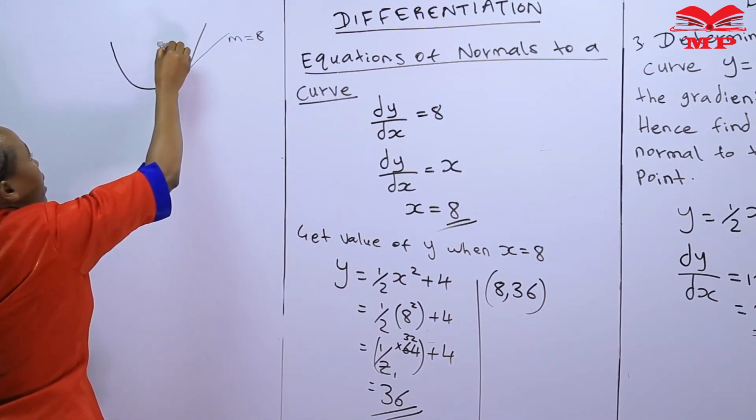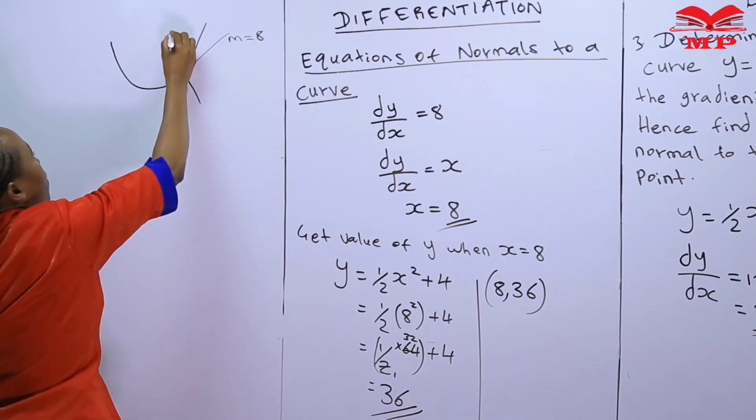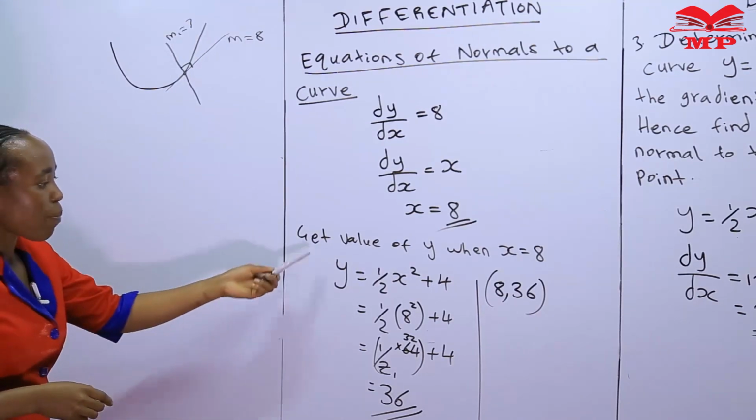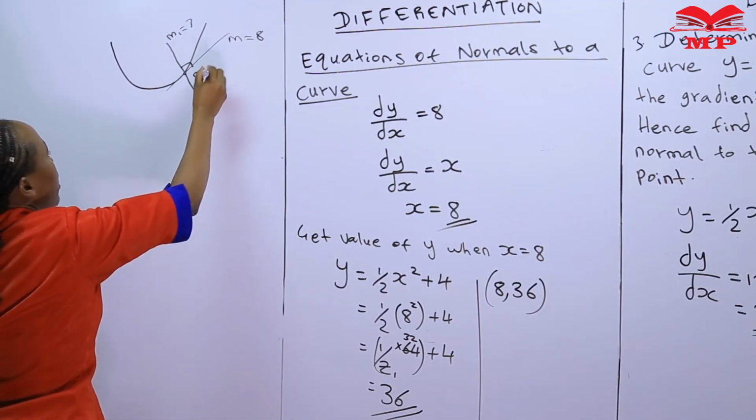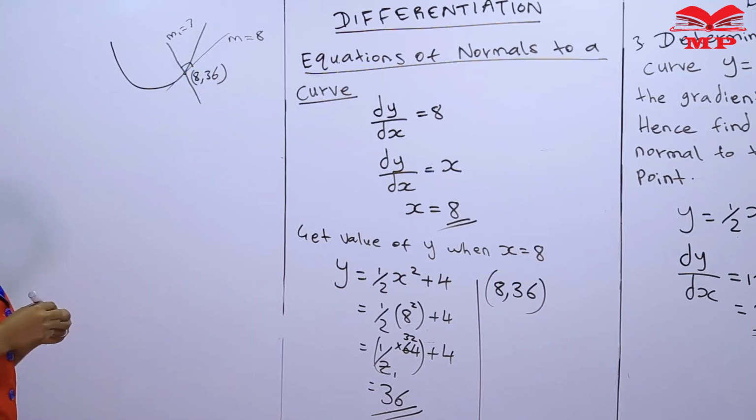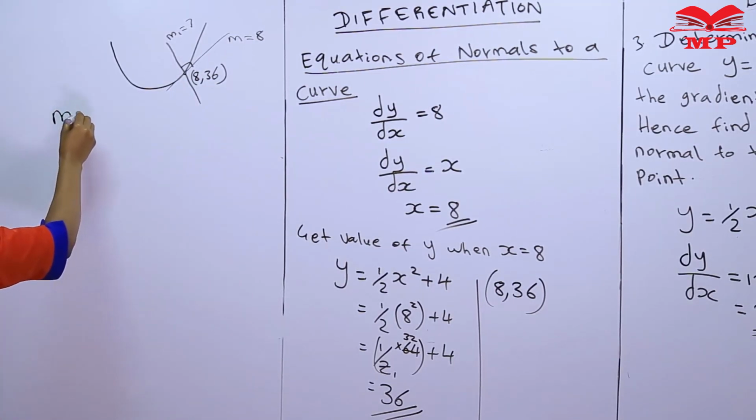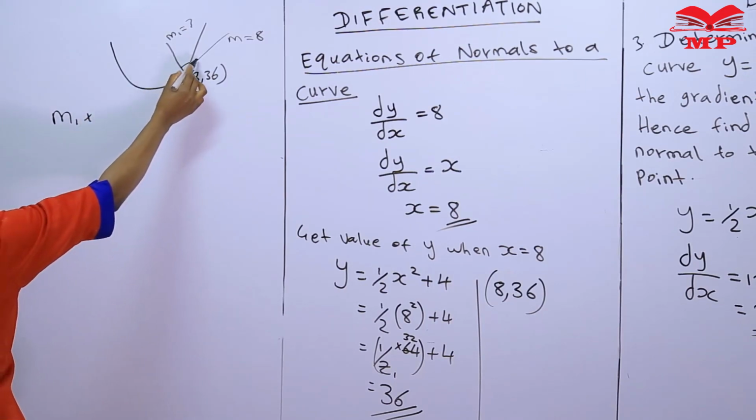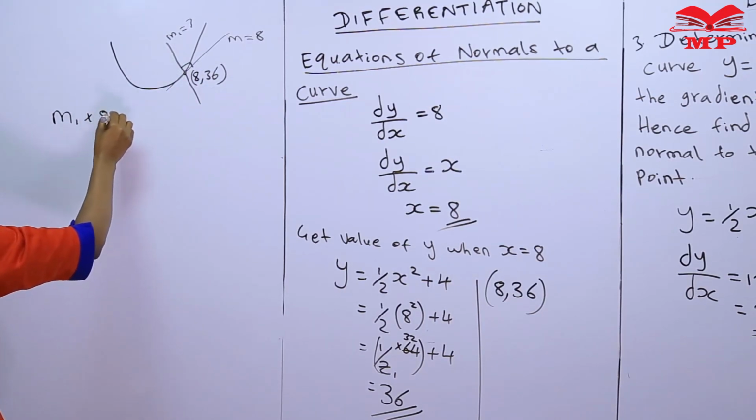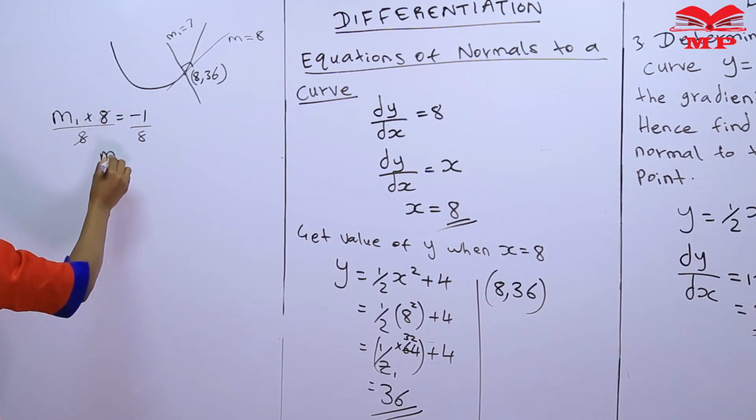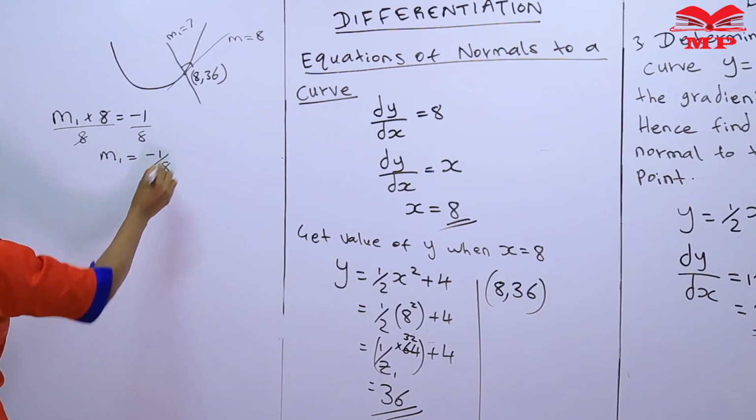And we want now to get the gradient of the normal. We want first to get the gradient of the normal, and we have already gotten the point. The point here is (8, 36). So we get first the gradient of the normal so that we can find the equation of the normal to the curve at the point (8, 36). So we know for perpendicular lines, m1 multiplied by the gradient of the tangent, which is 8, should give us -1. So we can divide this by 8 by 8. So the gradient of the normal is -1/8.